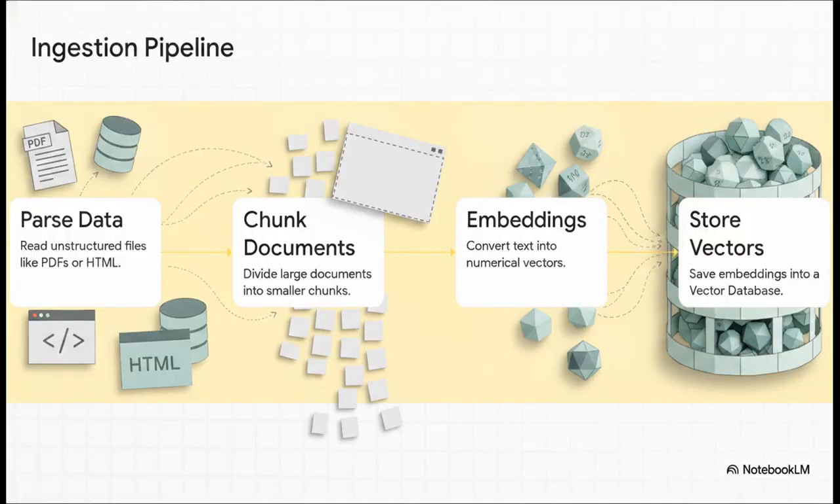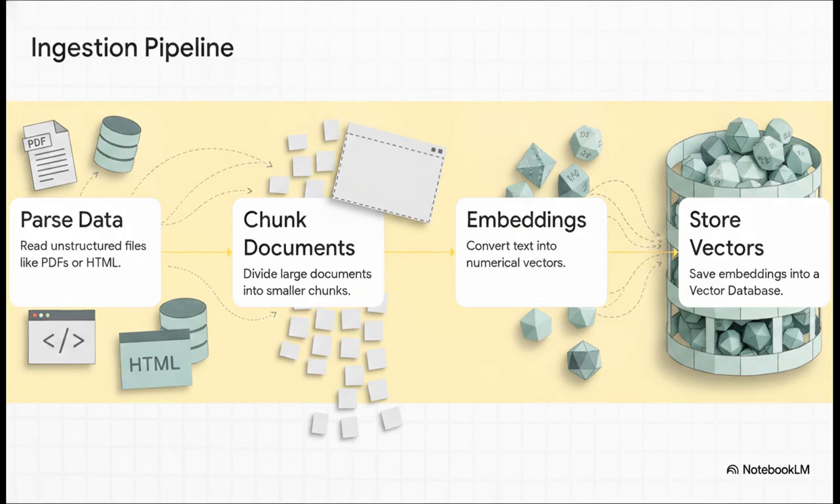Before an AI can magically answer questions about your data, it actually has to digest it. This ingestion pipeline has 4 precise steps. First, we parse the data. This means using loaders to read unstructured files, a PDF, an HTML web page, or maybe a SQL database, and converting them into a highly structured document format that contains both the text and its metadata. Second, we chunk those documents. Third, we generate embeddings. And finally, we store those embeddings in a vector database.